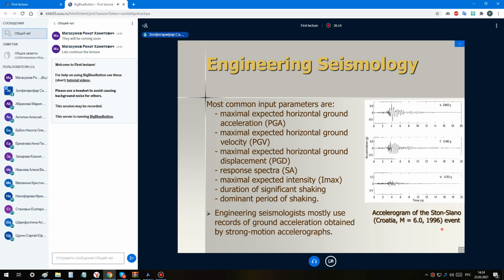This slide shows the curve of magnitude per time, also acceleration per time, also velocity of the wave per time, in three curves: acceleration, velocity, and magnitude per time.